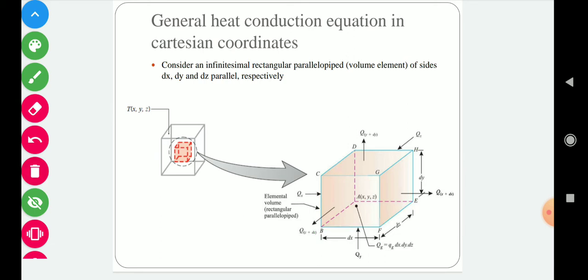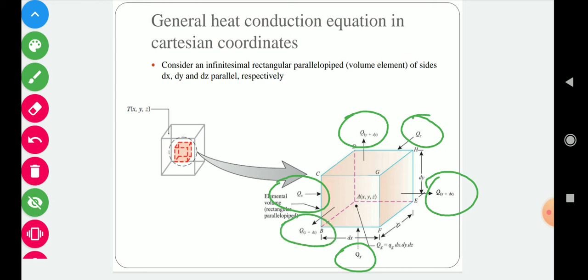Heat enters and exits at different faces. If we assume the x direction, then the rate of heat in is qx and the rate of heat out is q at x plus delta x. Similarly, for the other directions, this one is qy and this one is q at y plus delta y, and this is qz and qz plus delta z.